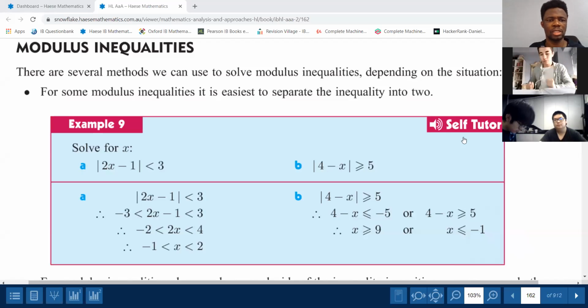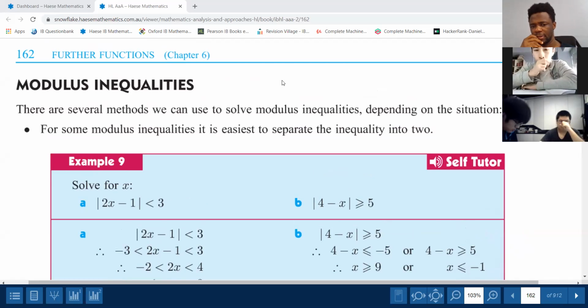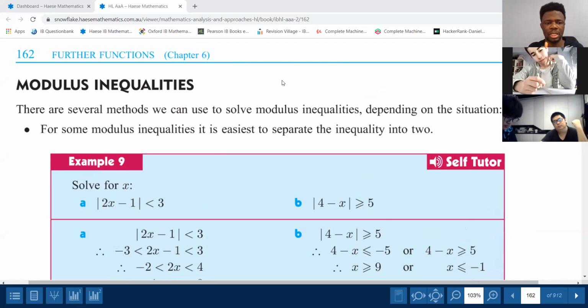So, welcome to class. Today is about modulus inequality, like I said yesterday. As the name implies, you'll be dealing with less than, greater than or equal to, less than or equal to stuff, but involving the absolute value. Now, just like yesterday's equation, let me show you.